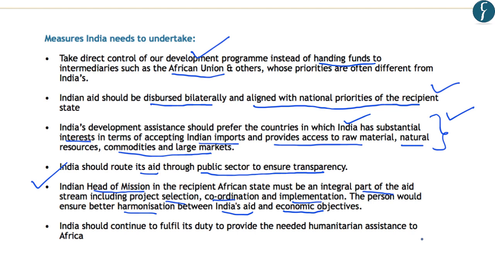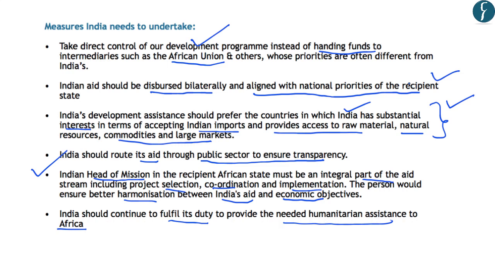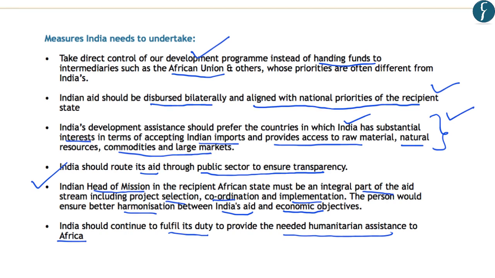Now, besides focusing on the economic interests of India, India should also continue to fulfill its duty to provide the needed humanitarian assistance to the African countries. So, these are a few suggestions which have been provided by the author for having a reciprocal economic engagement with African countries, so that it could be beneficial to the economic growth of India and should also meet the economic interests of India. And with this, let's move to the next article.